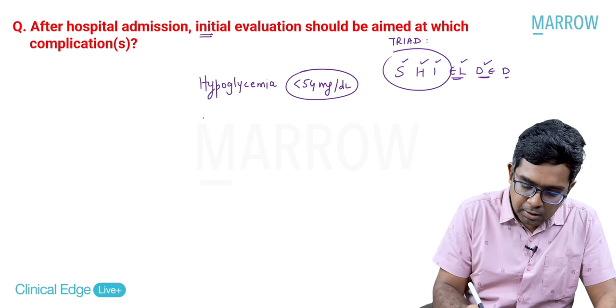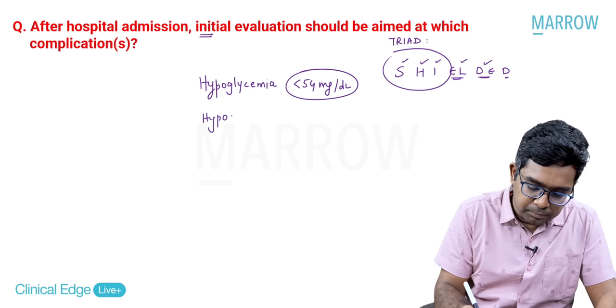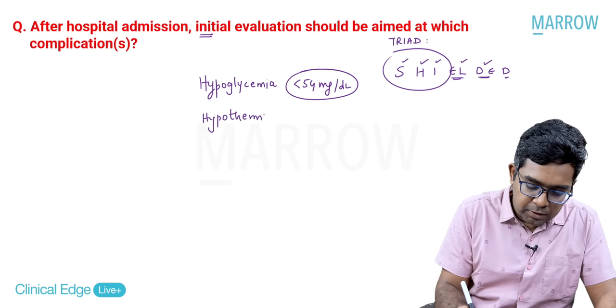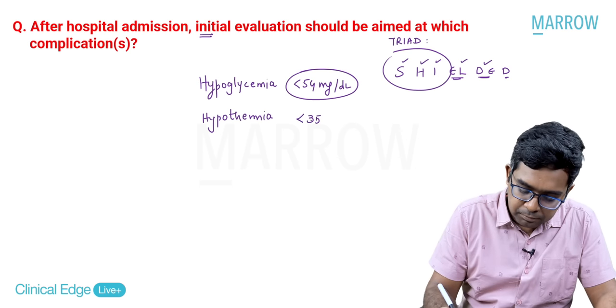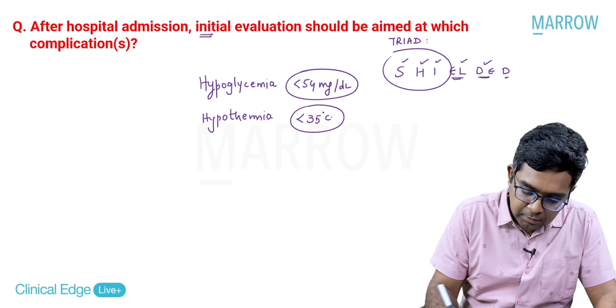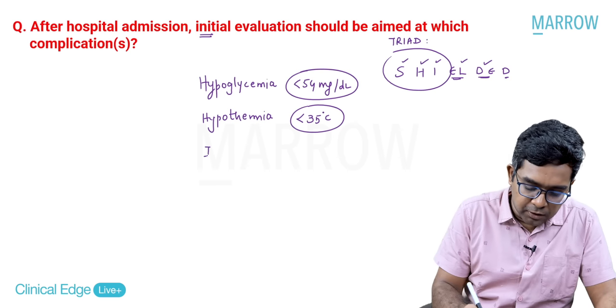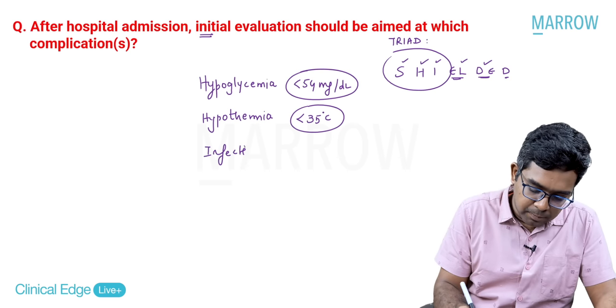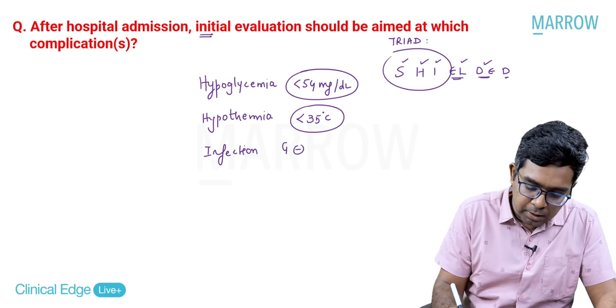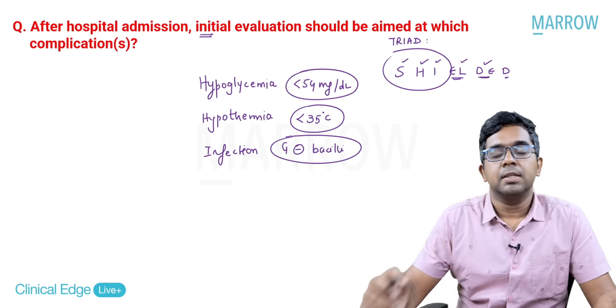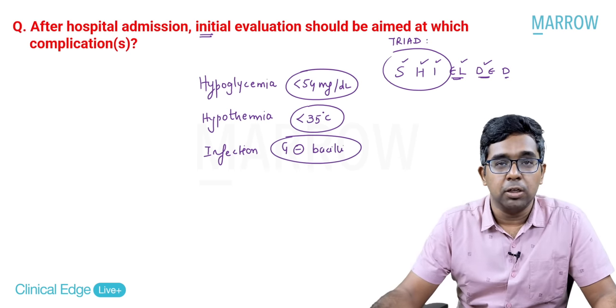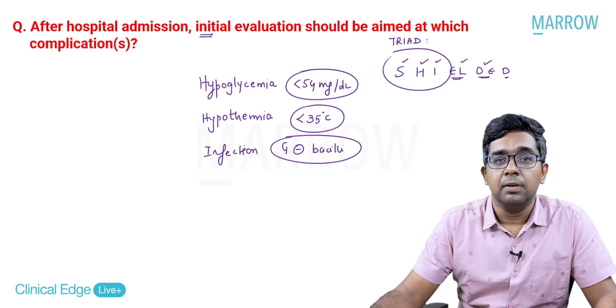Next one would be hypothermia, which is defined as an axillary temperature less than 35 degrees centigrade. Okay, then I for infection, which is usually due to gram negative bacilli like E. coli or Klebsiella. These are the three things which you should initially evaluate and treat for in a child with severe acute malnutrition. Okay, that's about clinical vignette number 22.